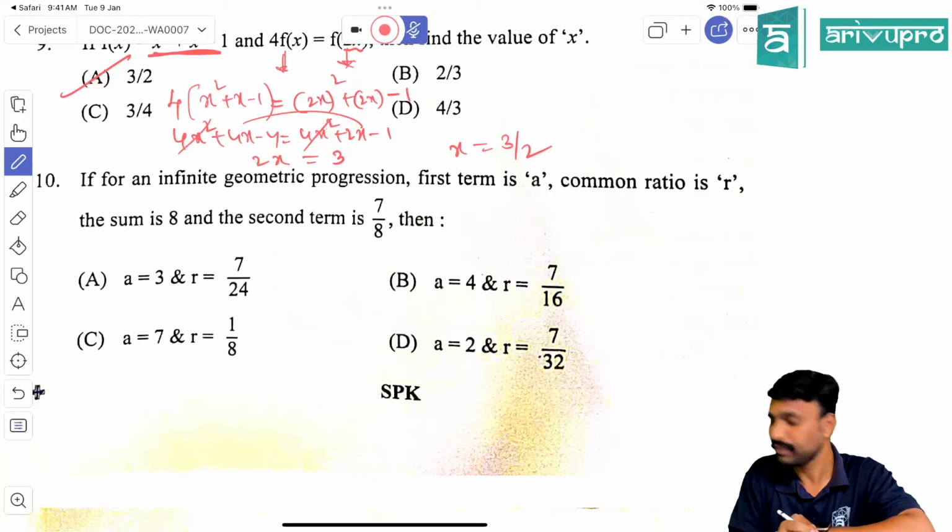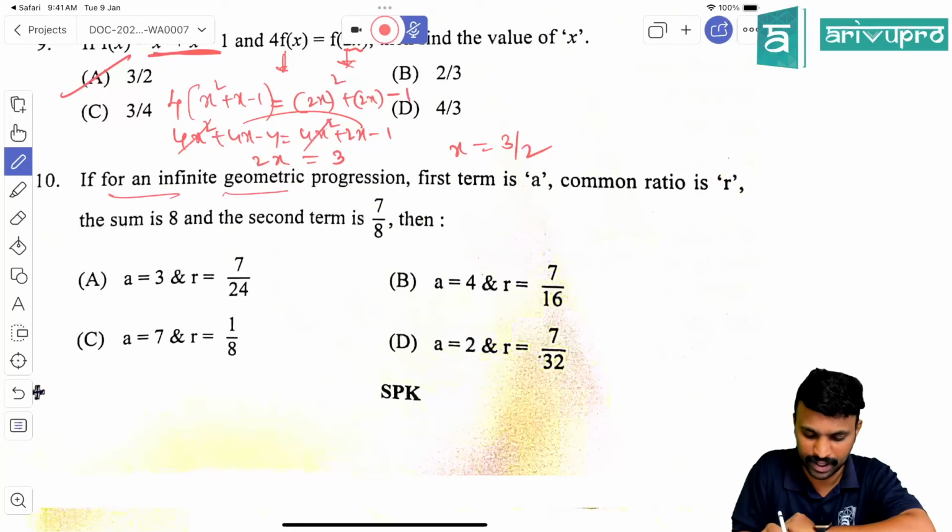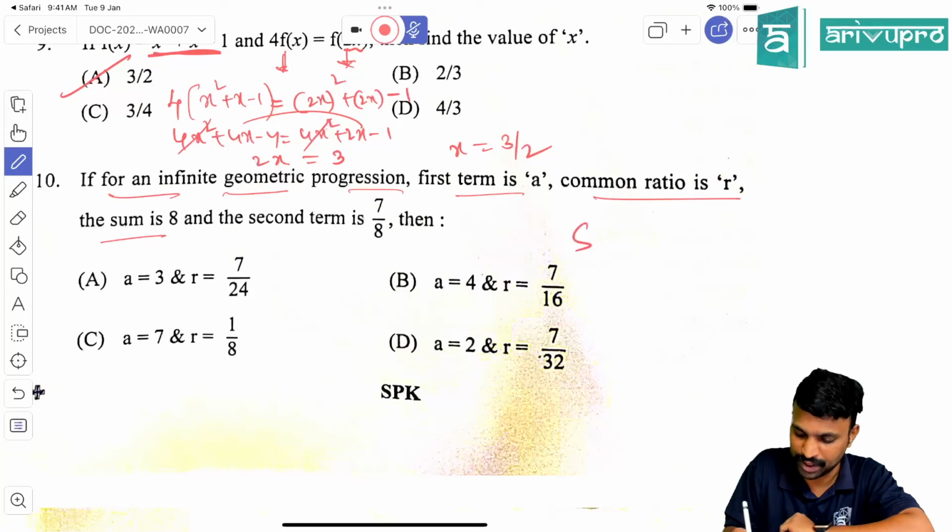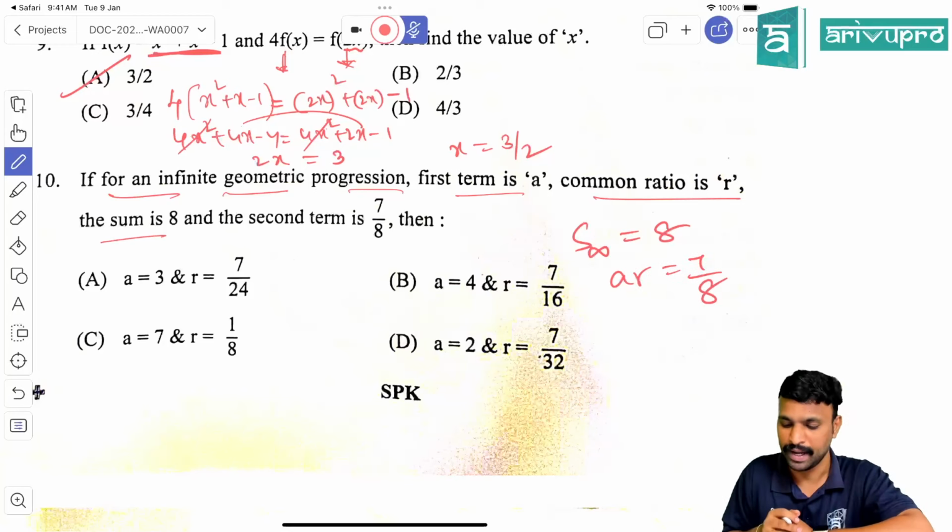Next question. For an infinite geometric progression, the first term is A, the common ratio is R, and the sum to infinity is given as 8, and the second term AR is given as 7 by 8. Now you have to just hit the options and solve it, guys.